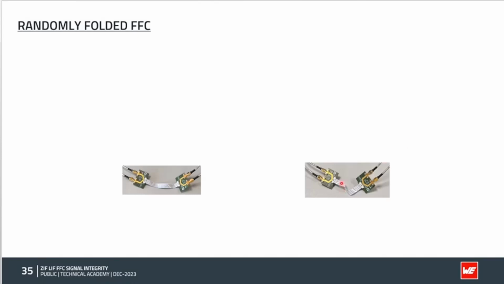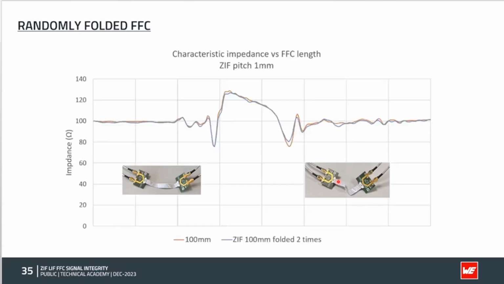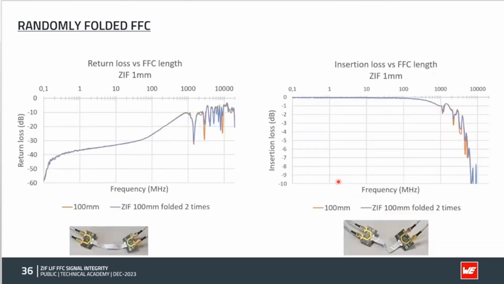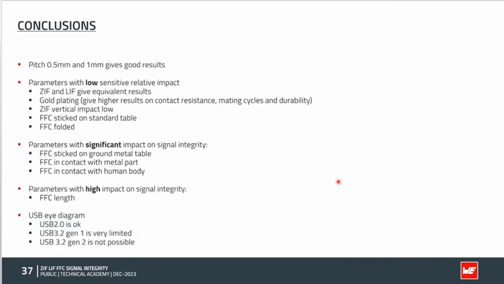Then I did a 280 degrees bending here with my hand, and I can tell you that I really did it with a sharp edge, pushing like this. So this is a real sharp edge bending. Does it have an influence? No, not on the impedance and not on the return and insertion loss. So the answer: may I do that? Yes, without any fear, because you will not change your signal integrity.